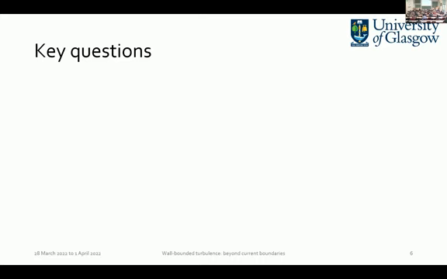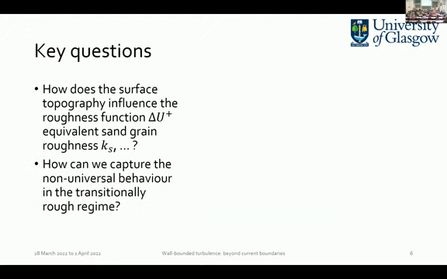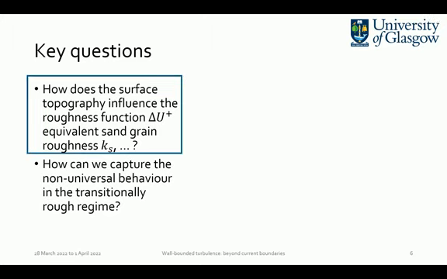Now I want to formulate two key questions in this connection. The first question is, how does the surface topography influence the roughness function and other rough wall turbulence properties? And the second question, of course, is how can we capture and understand this non-universal behavior in the transitionally rough regime? The first question is the one I want to focus on. The second question is much more expensive to tackle using DNS.